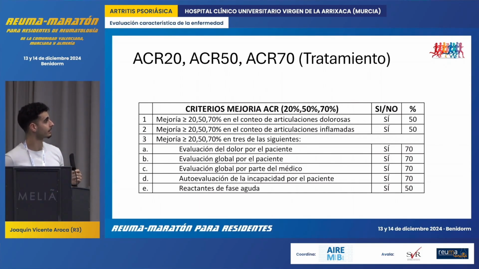These indicate an improvement of 20%, 50%, or 70% respectively, specifically in tender joints and swollen joints. Additionally, the patient must meet 3 out of the other 5 criteria, one of which is patient-reported pain, such as tenderness. Global assessment by the patient, global assessment by the physician, disability. We see that this appears again here. Disability, physical function, and acute phase reactants.